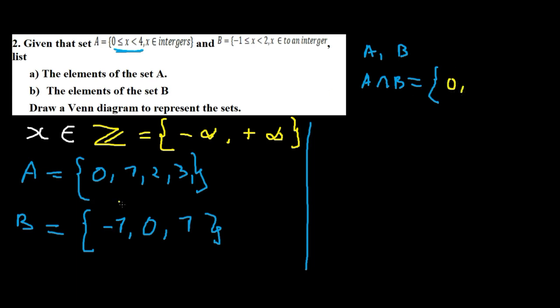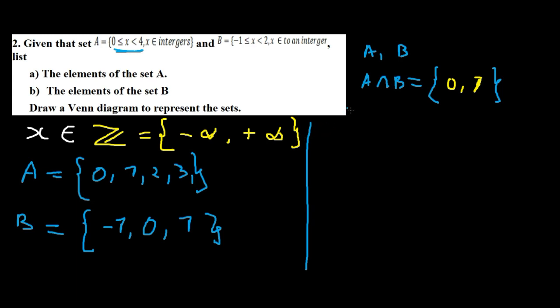Now -1 is found in B but not found in A, so that one is discarded. Now 1 is found in A and B, so we have 1, and the 2 is found in A but not in B. 3 is found in A and not in B, so we end there. So A intersection B will simply be {0, 1}.